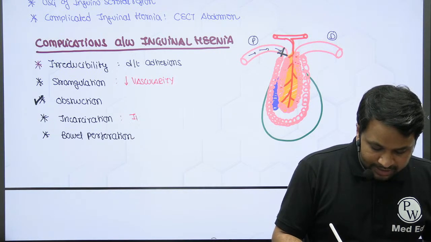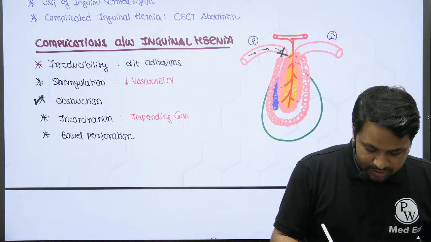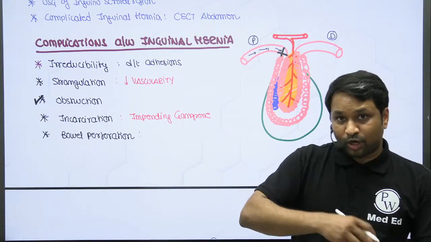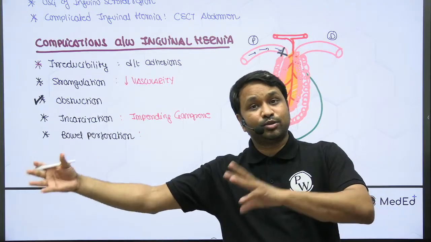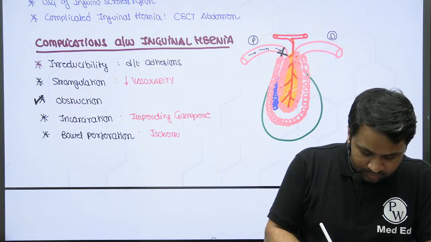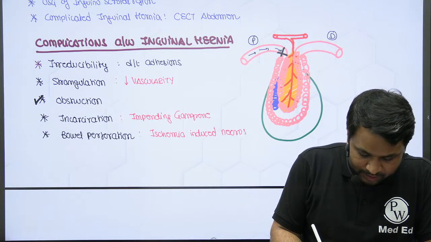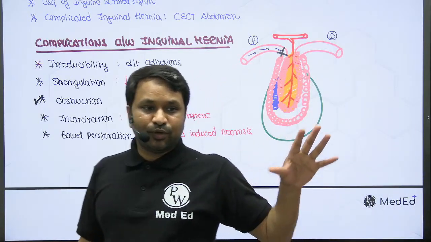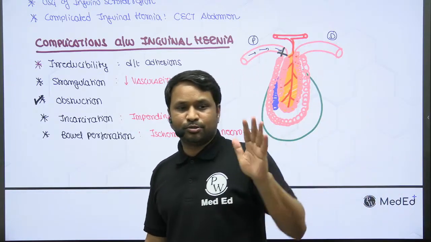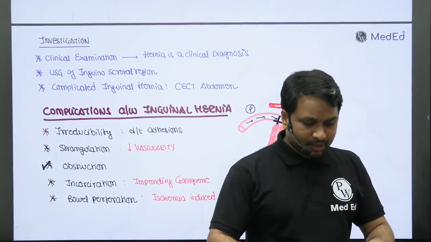Incarceration is called impending gangrene. That means the ischemia has been for a prolonged period, and it is going to result in gangrene of the bowel wall. And obviously perforation is because of poor blood supply, it is your ischemia induced necrosis, right? So in bowel perforation, it is due to bowel ischemia induced necrosis, and that necrosis will result in perforation, right? So if you write this and you describe it, nobody is going to take any marks away from you. Irreducible, strangulation, obstruction, incarceration, and bowel perforation, right? So these are the complications associated with inguinal hernia.